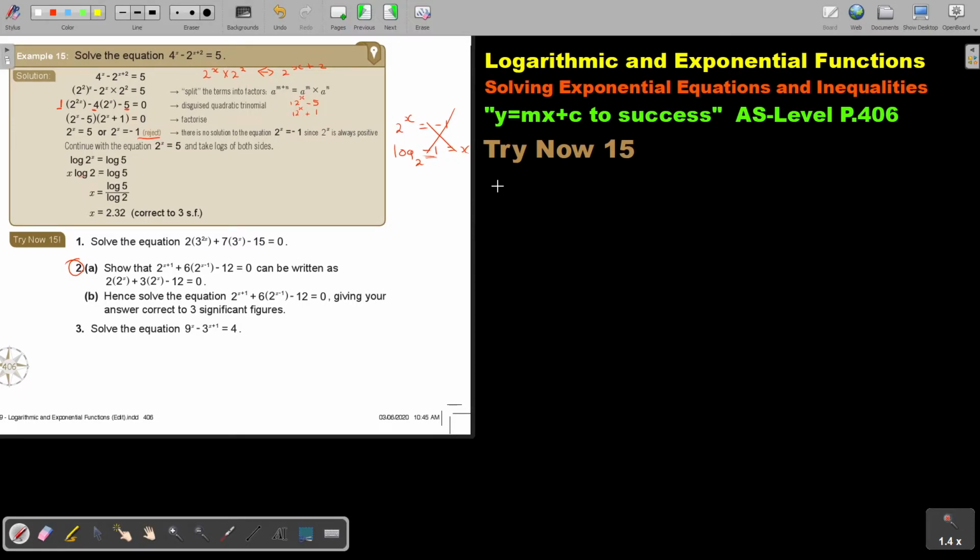Okay, so I'm starting with number 2A. They say show that this can be written as this. So they actually helped you. So it's 2 to the power x plus 1 plus 6, and it's 2 to the power x minus 1 minus 12 is equal to 0.